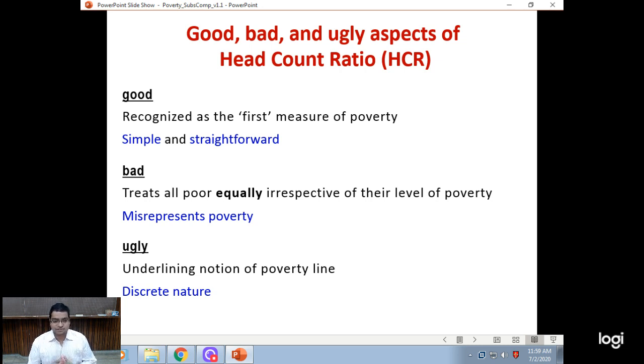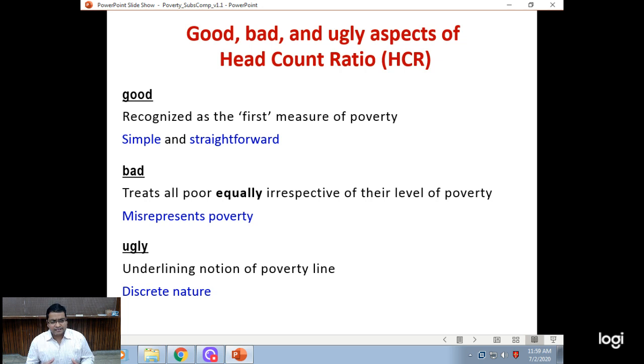Head count ratio is a simple measure, and for some of you who are not aware of the term, head count ratio is nothing but the ratio of the people who are poor vis-a-vis the total number of people. So obviously it is in that sense a normalized measure, and it is recognized in fact as the first measure of poverty. So in that sense it is very straightforward.